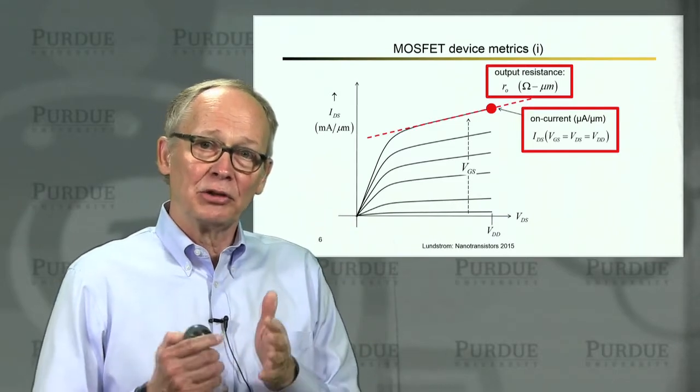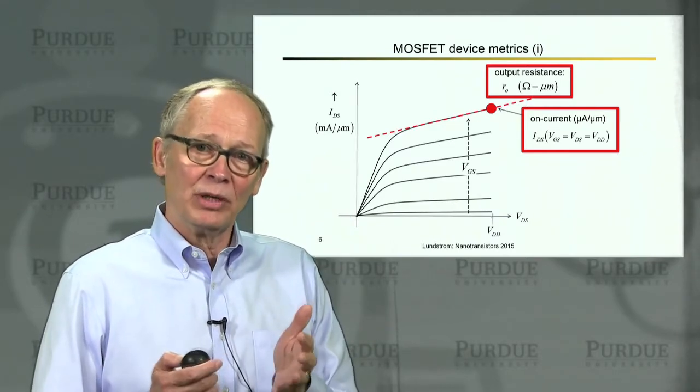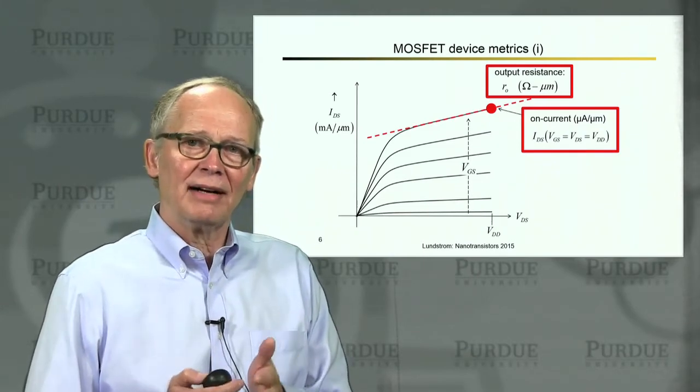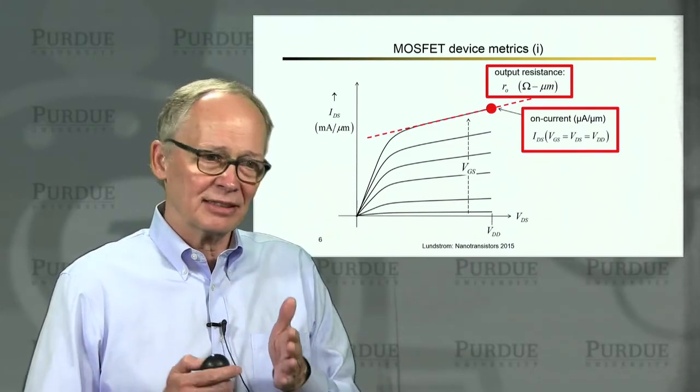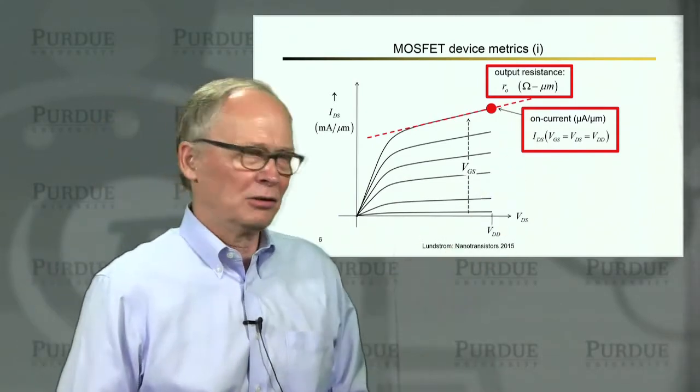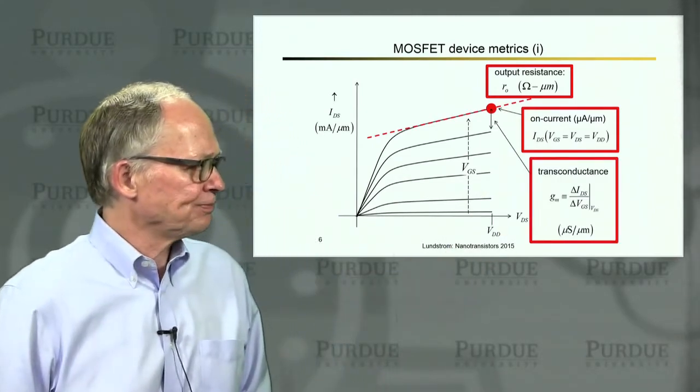So if my transistor is 1 micrometer wide, I'll have one value. If my transistor is 2 micrometers wide, I'll have half the output resistance because it's like resistors in parallel. So some of the units take a while to get used to.